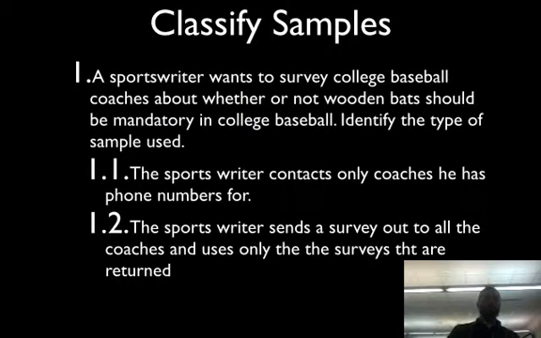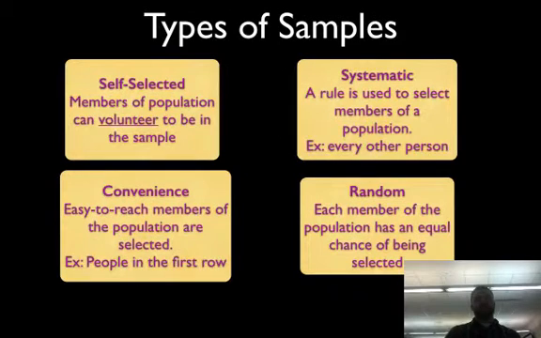If we look at 1.2, the sports writer sends a survey out to all the coaches and uses only the surveys that are returned. Okay, so he uses only ones that are returned. That's going to be self-selected because the members of the population, that's all the coaches, took the time to either fill out the survey or not, and if they decided to, they selected themselves. They volunteered to be a part of the sample. Okay, so that'd be a self-selected sample. Neither one of those are random.